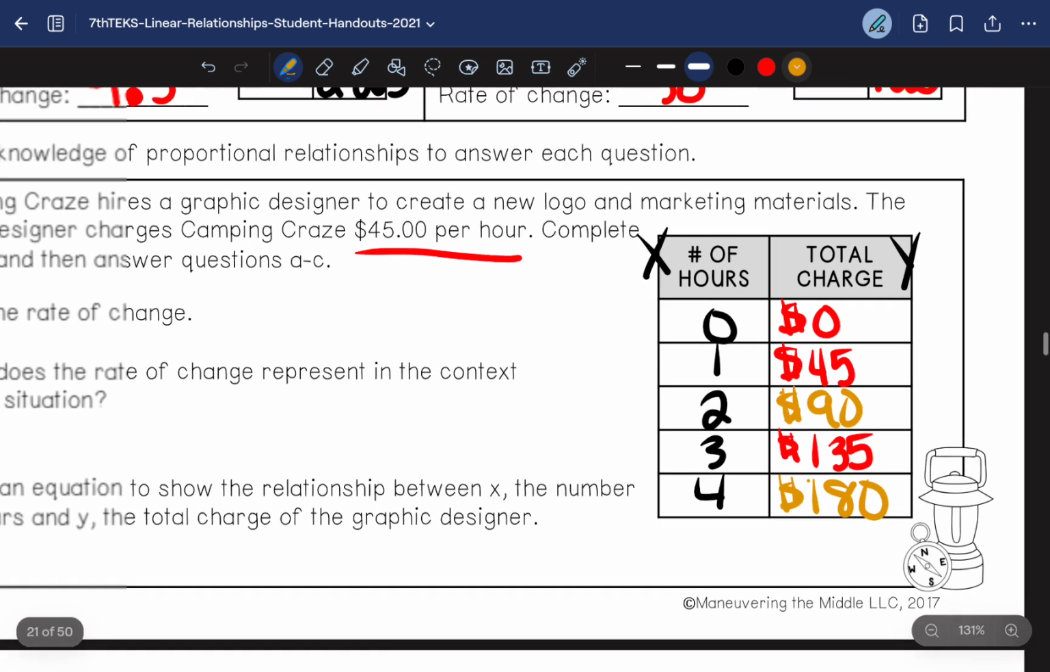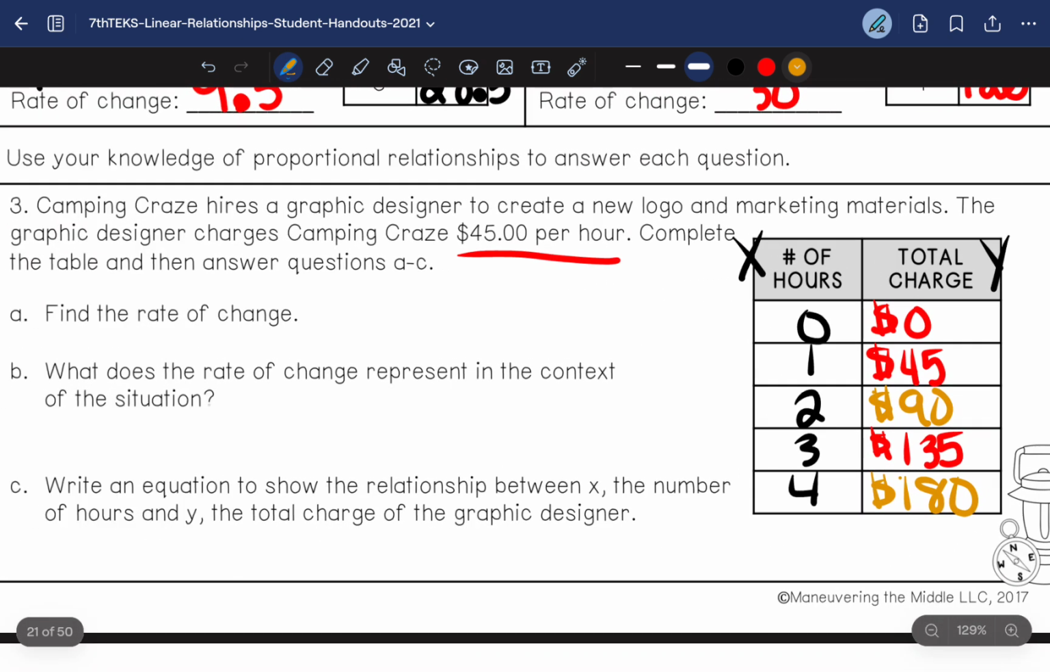So it's increasing by $45 each hour, which leads us to part A. Part A says to find the rate of change. Well, it's 45. That's what the graphic designer charged. So what does the rate of change represent in the context of the situation? The rate of change is 45, so that's the charge per hour.